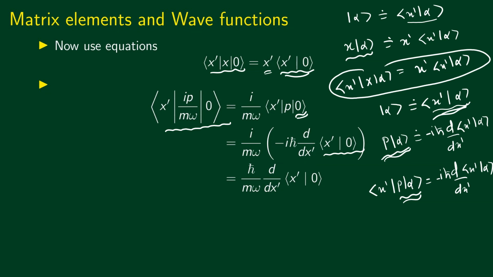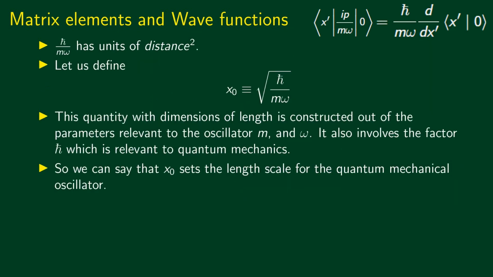So bra x prime ip divided by m omega ket 0 becomes h bar divided by m omega d by dx prime of the wave function representing ket 0. I hope this is clear. In this expression that we just obtained, h bar divided by m omega has the units of length squared, or distance squared. I leave it as an exercise for you to check that this indeed has the units of length squared. So we can define a quantity x0, which is equal to the square root of h bar divided by m omega, with dimensions of length.